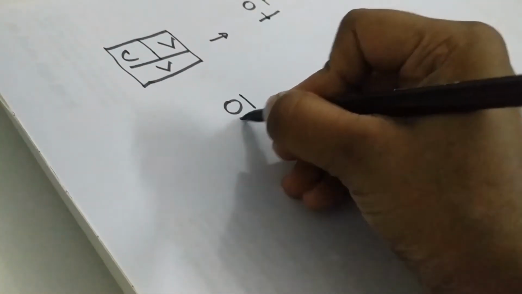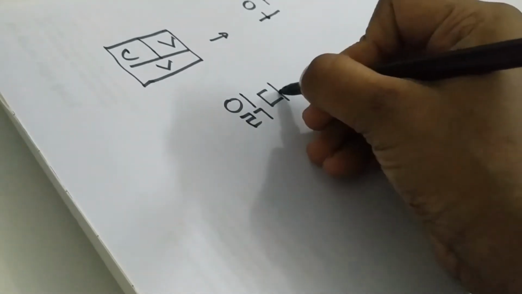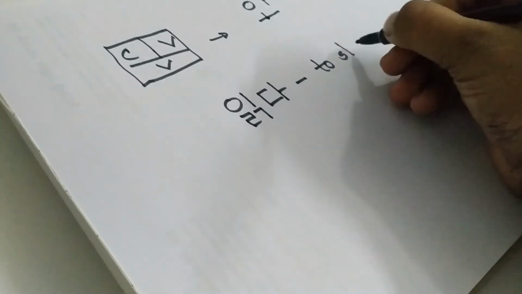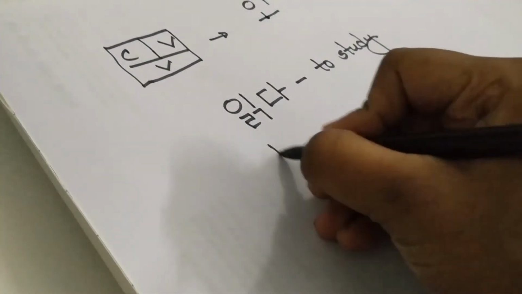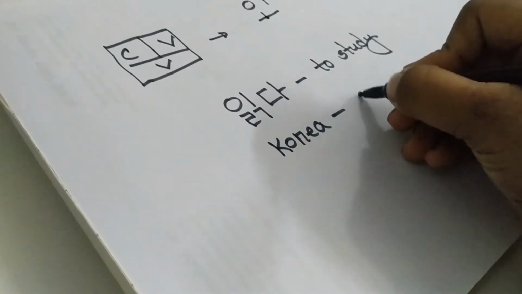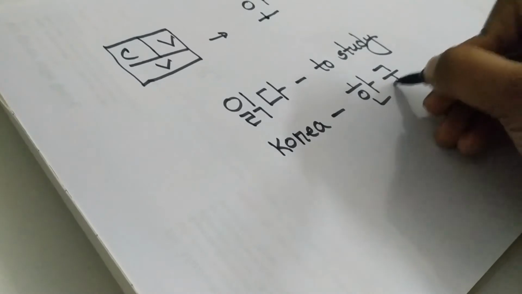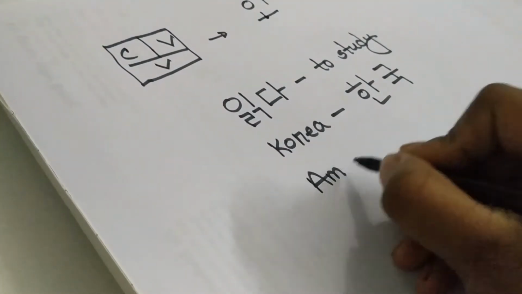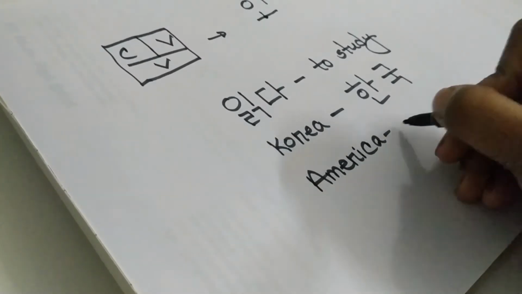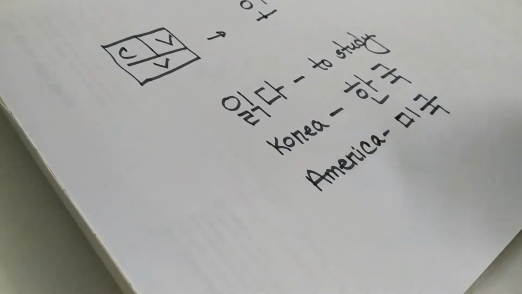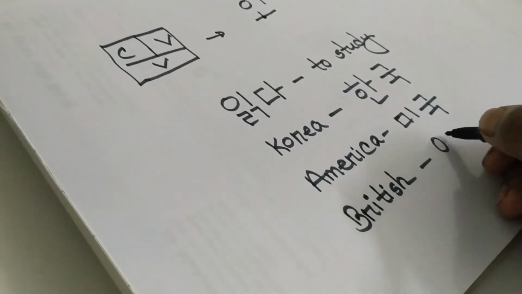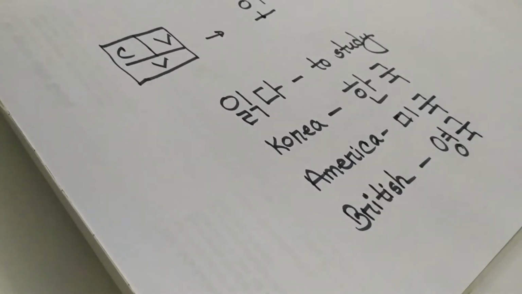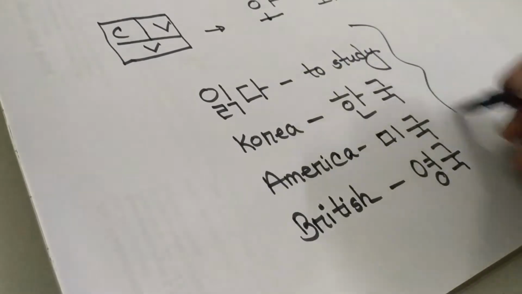Like, say you wanna say study. Ik, then dha. This basically means to study. Then you may wanna say Korea. How would you say Korea? Korea is Hanguk. Then what is for America? For America is Miguk. Then how do you say British? Yongguk. Now you know how to make words, meaningful words.